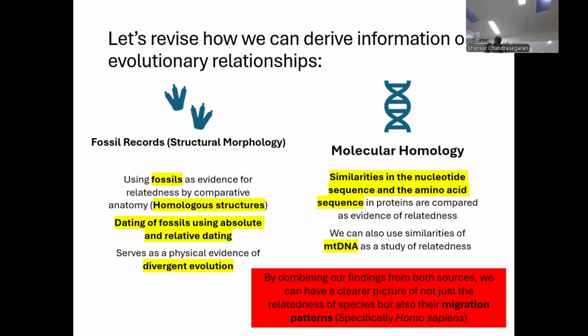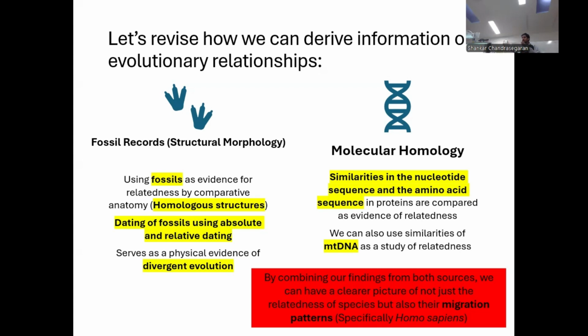Another type of evidence that we use is molecular homology. Molecular homology is using any form of DNA evidence, be that nucleotide sequencing, amino acid sequencing, or even mitochondrial DNA. So these are three different sources of information. The nucleotide sequencing is just talking about your nuclear DNA, the DNA found in your nucleus, looking at how that changed and how many differences there are. Second one is amino acid sequence.